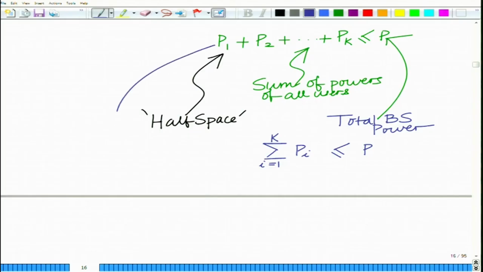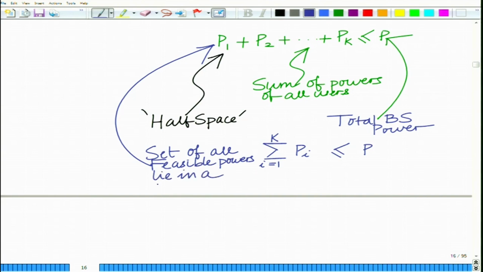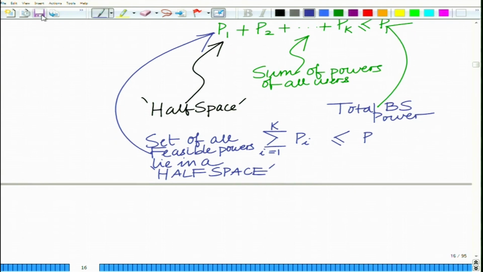So the set of all feasible powers in the wireless scenario, this is an important notion, feasible in the sense that they satisfy the constraint, the set of all feasible powers lie in a half space.